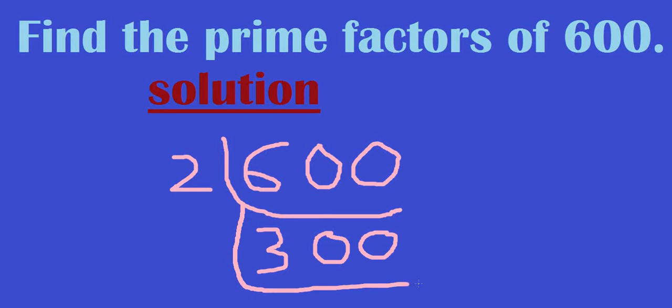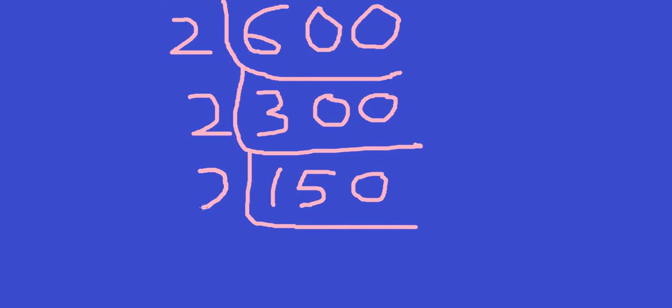We divide it again by 2, because it is still an even number as it ends in 0. So 3 divided by 2 is 1, but the remainder is 1 here. If we put it behind 0, it becomes 10. 10 divided by 2 is 5, and 0 divided by 2 is 0. We get 150. It ends in 0, so this shows that it is still divisible by 2. So we continue to divide again by 2.